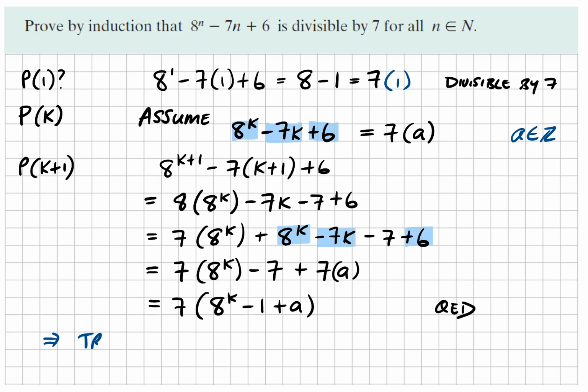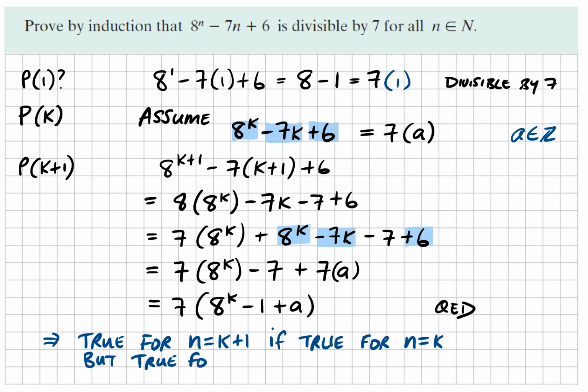The final step in the 4-part steps of induction is I state my conclusion. So we have shown that it is true for n is equal to k plus 1, given that it is true for n is equal to k. We've shown that it's true for n is equal to 1. And therefore, it must be true for all values of n where n is a natural number.